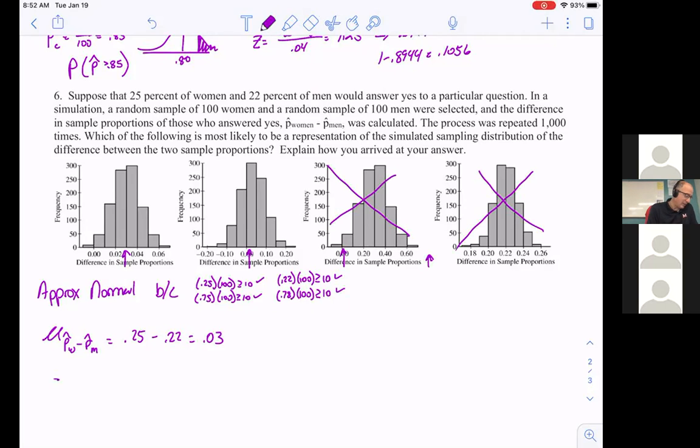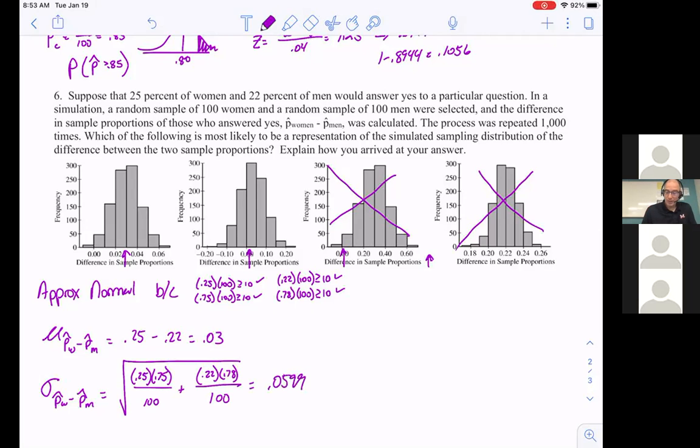So now if we talk about the standard deviation of p hat women minus p hat men, it's understanding the formula, where you're going to go for it: square root of, for my women, 25 times 75 divided by 100, plus, for the men, 22 times 78 divided by 100. And so we're going to get a standard deviation of 0.0599. Now, again, it's determining how we're going to use this standard deviation of 0.0599.